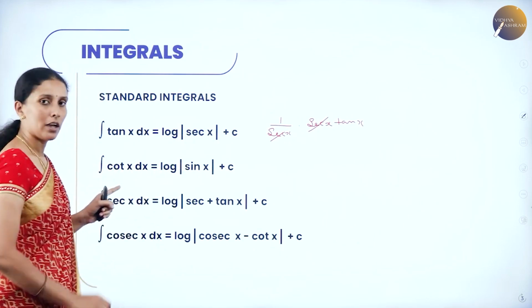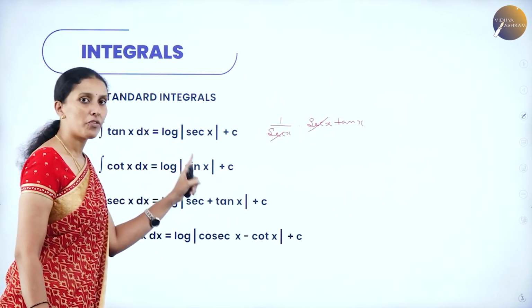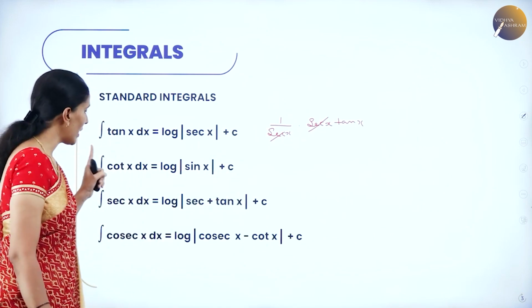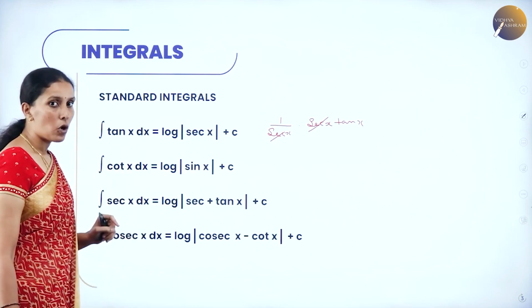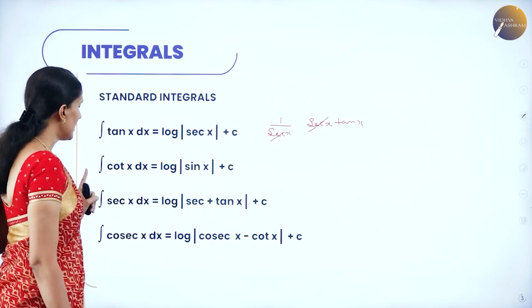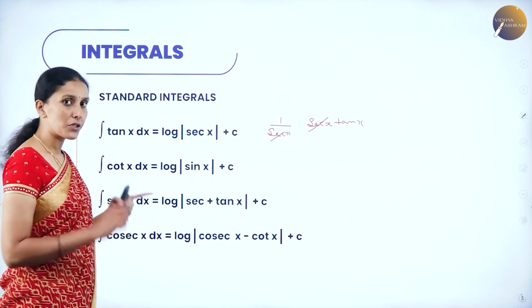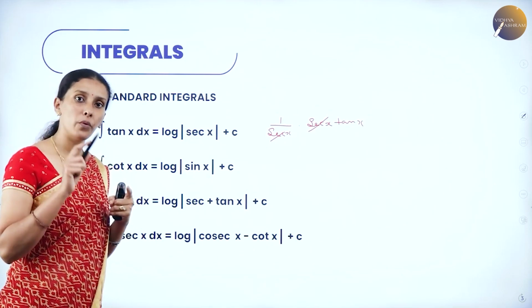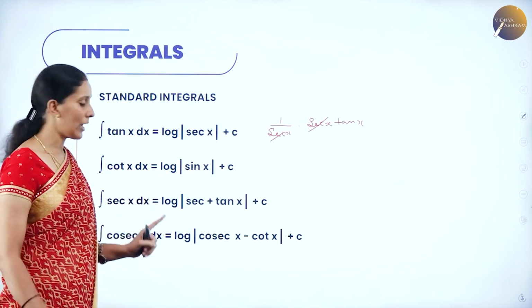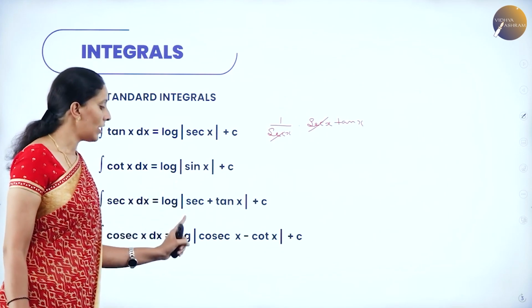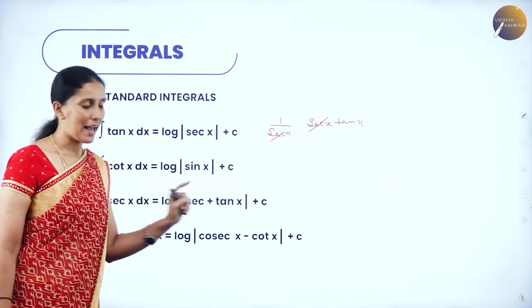Again, integral of cot x is log of sin x plus c. Whenever you get integration of cot x, you can directly write it as log of modulus of sin x. Similarly, integration of secant x. We know integration of secant square x is tan x. But integration of secant x can be taken as log of modulus of secant x plus tan x.